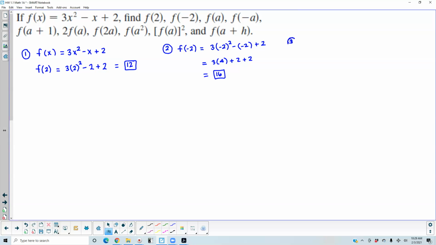Okay, number 3, we want to find f of a. So that means we're going to plug in a for x. So 3 times a squared minus a plus 2 gives us 3a squared minus a plus 2.